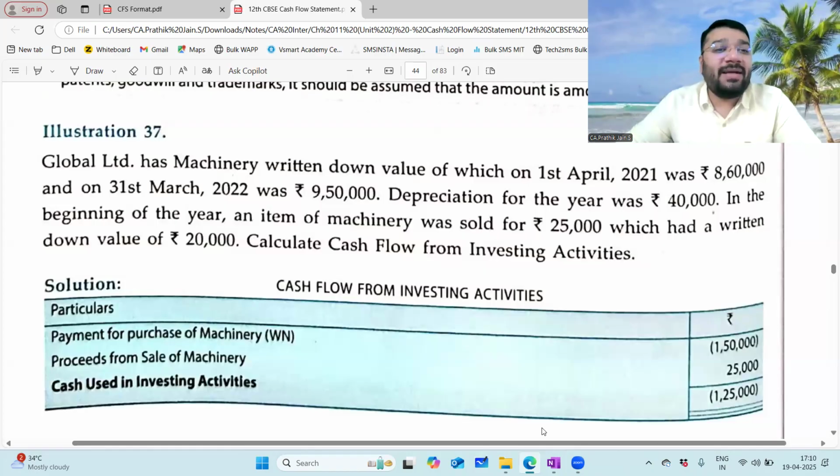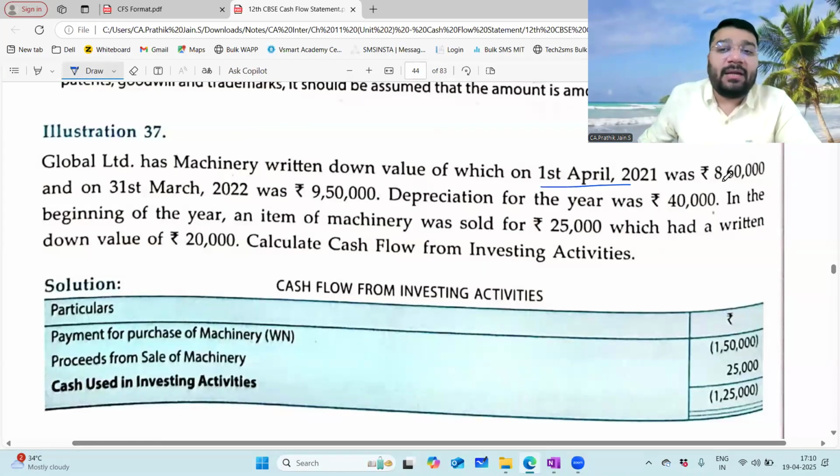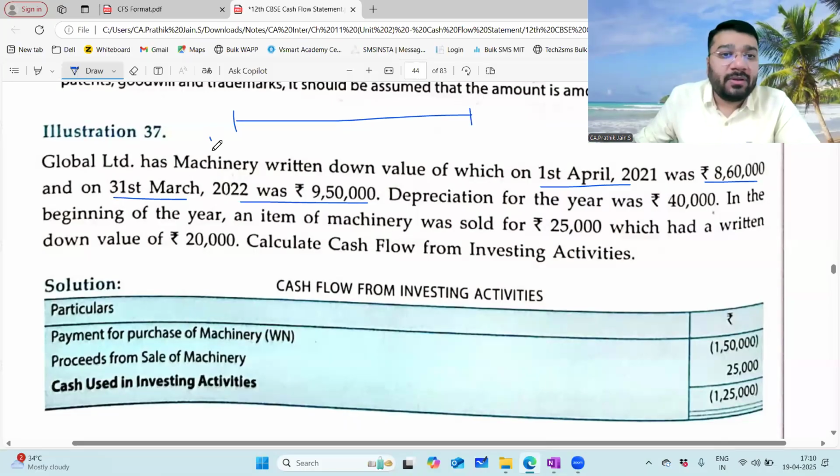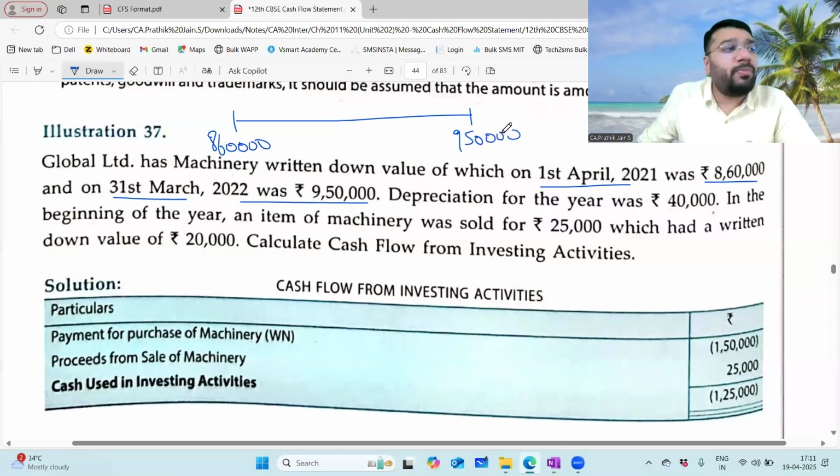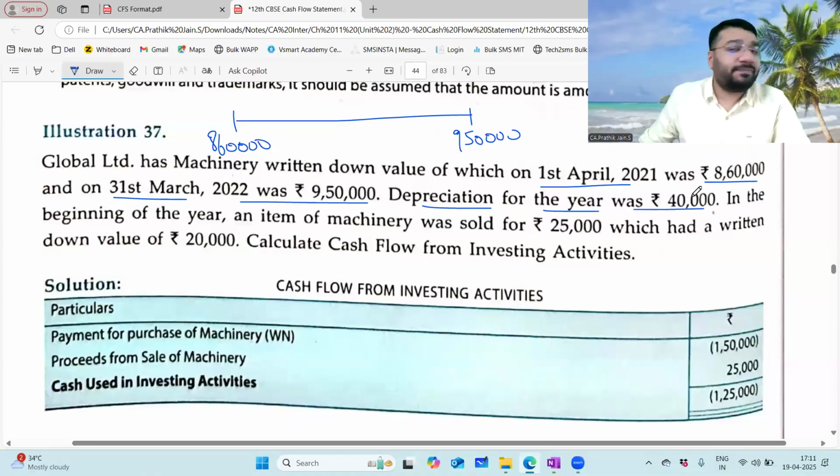Now, Global Limited has a machinery whose written down value on 1 April 21 was 8,60,000, and on 31st March 22 was 9,50,000. Means the opening balance of the asset is how much? 8,60,000 is the opening value of the asset, and the closing value of the asset is 9,50,000 rupees. Okay, opening and closing balance given. Depreciation for the year was 40,000, given.